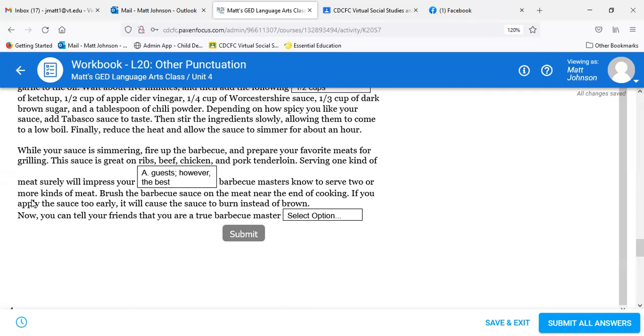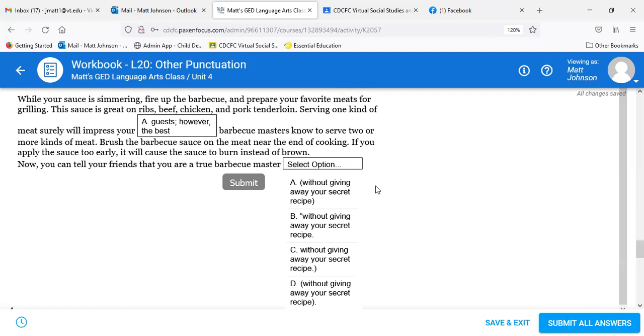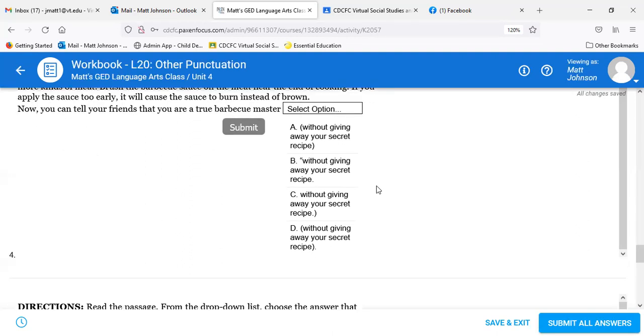Brush the barbecue sauce on the meat near the end of cooking. If you apply the sauce too early, it will cause the sauce to burn instead of brown. Now you can tell your friends that you are a true barbecue master. Tracy, what do we want to do to finish here? I know when I had my chapter, all these things I had.